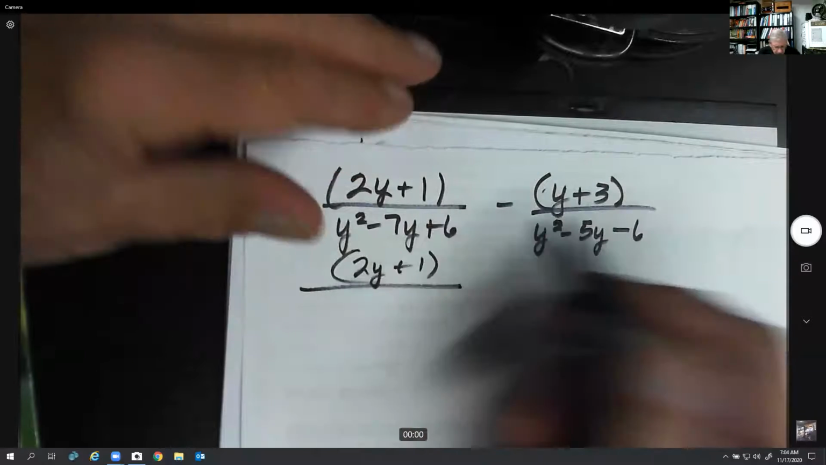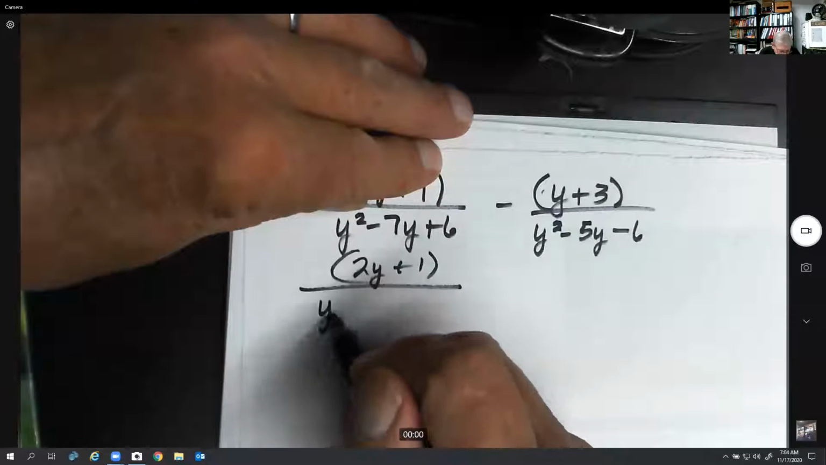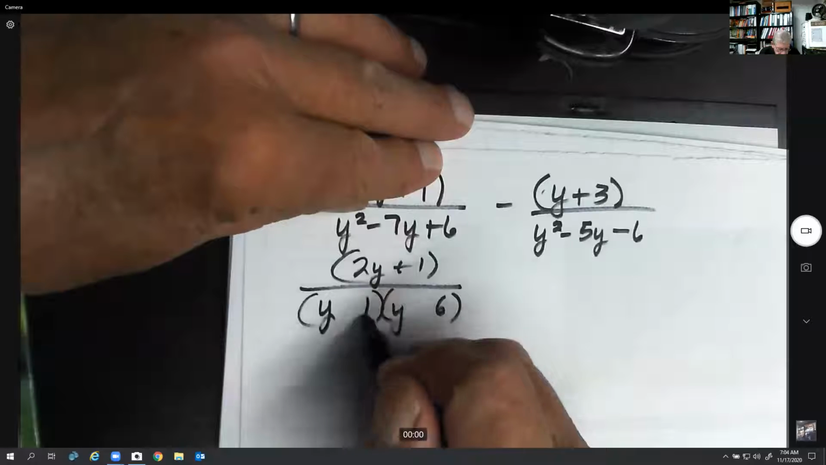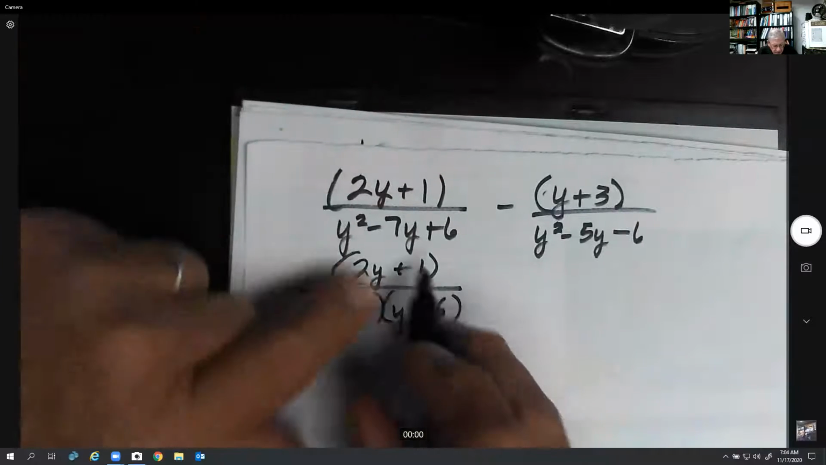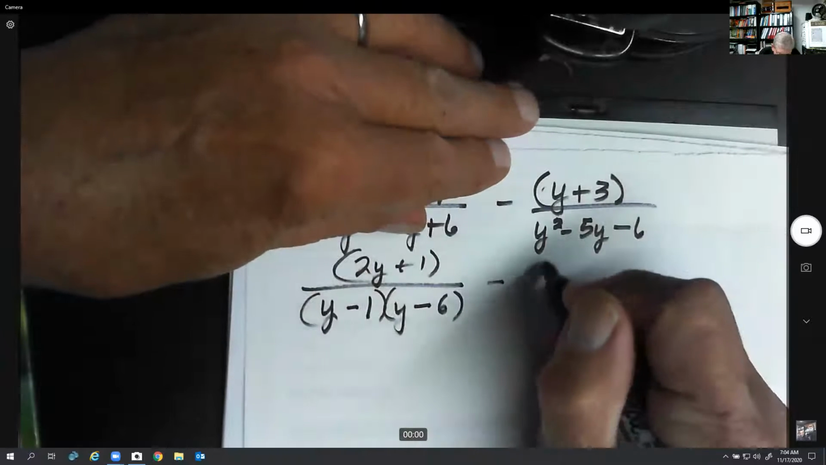Okay, I'm thinking 2 times 3 isn't going to work because 2 plus 3 adds up to 5, and I need a 7. So this is going to be y, and 6 and 1. And they both have to be negative to add up to negative 7, but they have to multiply to give you a positive 6. Okay, same thing on the bottom here.